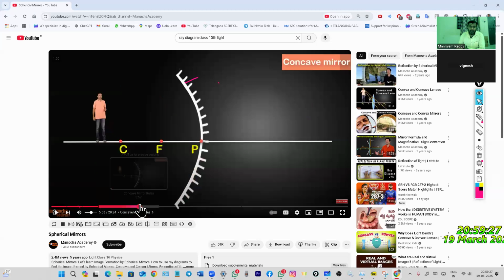Next, now he is the object. He stood behind the center of curvature. You see, he released one ray that is passing through the focal point. Another ray is passing through the center of curvature. Object kept between B and C, image formed between F and C.